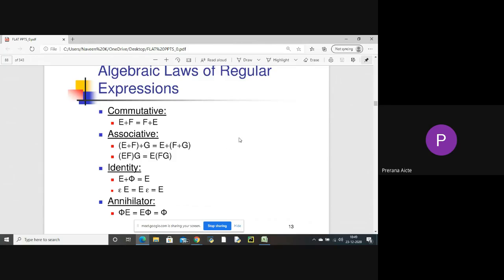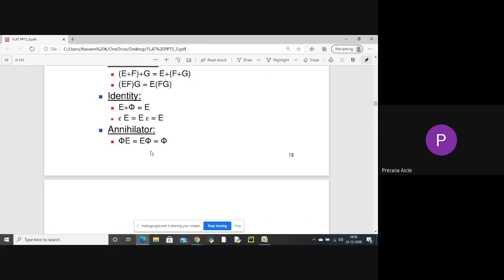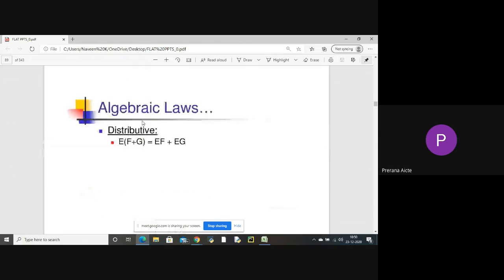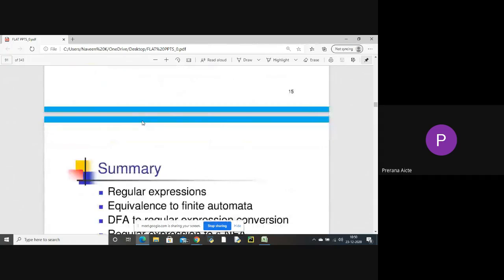Here we have some algebraic laws for regular expressions. We have the commutative law. Commutative law is nothing but: if E and F are two languages, then E plus F is equal to F plus E. And coming to associative, E plus F plus G is equal to E plus F plus G. So regular expressions are associative under addition and concatenation, along with multiplication also. Annihilator is nothing but a phi value.